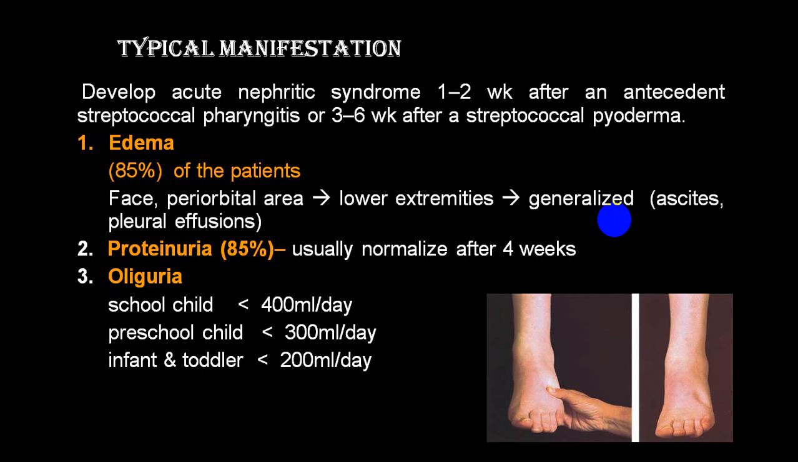Classical findings which you come across in the acute nephritic variety are usually seen within 1 or 2 weeks after streptococcal pharyngitis or 3 to 6 weeks after streptococcal pyoderma. The commonest finding, in 85% of patients, is edema, which can be generalized anasarca.